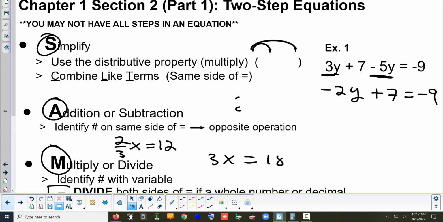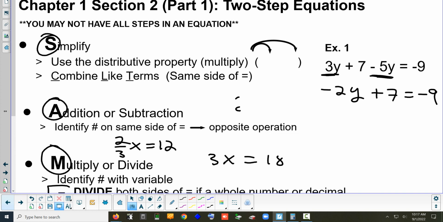Finnegan, what's the next thing after simplify? Addition or subtraction. Good. How about Aiden? Is there any addition or subtraction that I could do here to help get that y by itself? Okay, what would it be? Subtraction. I agree, it would be subtraction.